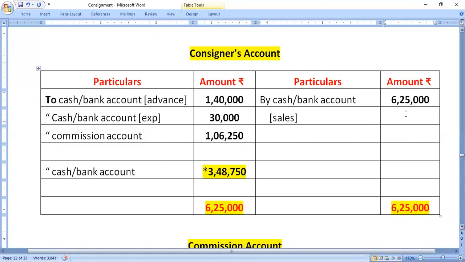Once again, sales credit entry 6,25,000. Then debit entry, advance to cashier bank account 1,40,000. Expenses 30,000, these are the expenses incurred by the consignee. Again, commission 1,06,250. It includes ordinary commission, del credere commission, and overriding commission. Then the balancing figure, the consignee should be payable to consignor, 3,48,750.